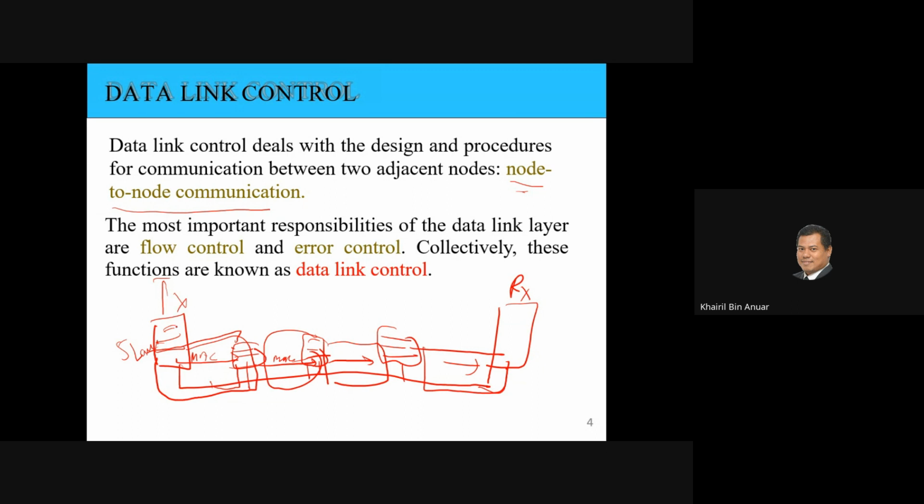When you talk about point to point, it means that it goes from here to here. This is point to point. Node to node means that you have to process it and make sure that it is being transmitted from this node to the next node and so forth. The most important responsibilities of the data link layer are flow and error control, and collectively these functions are known as data link control. This combination is called data link control, where you have flow and error control combined together.